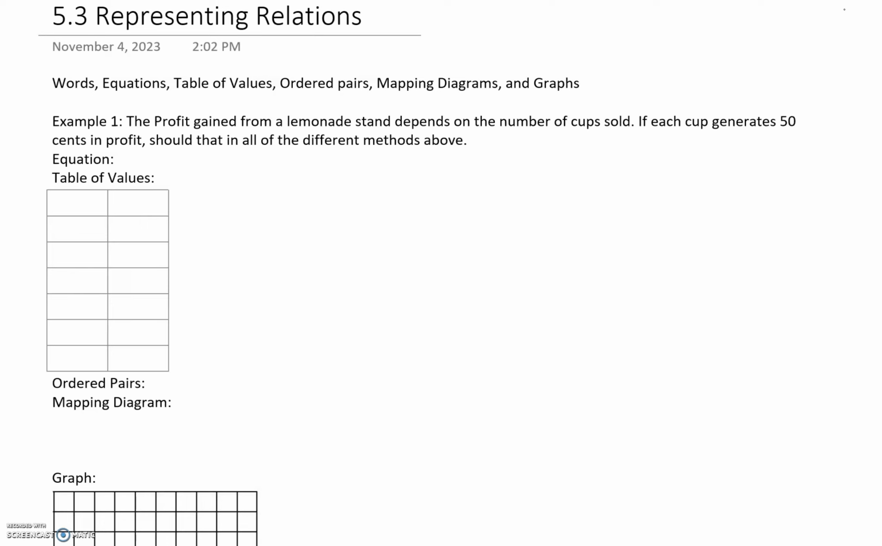Okay, example number 1. So we have the profit gained from a lemonade stand depends on the number of cups sold. If every cup generates 50 cents in profit, put that in all of the different methods above.